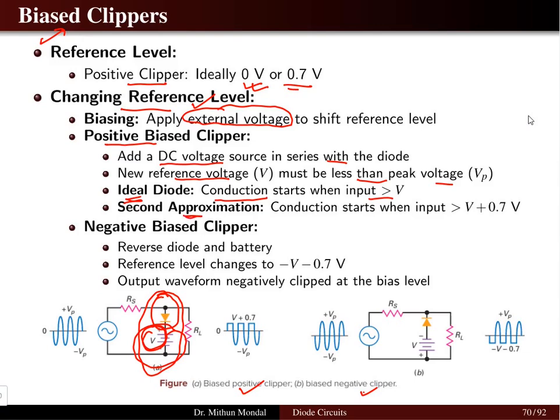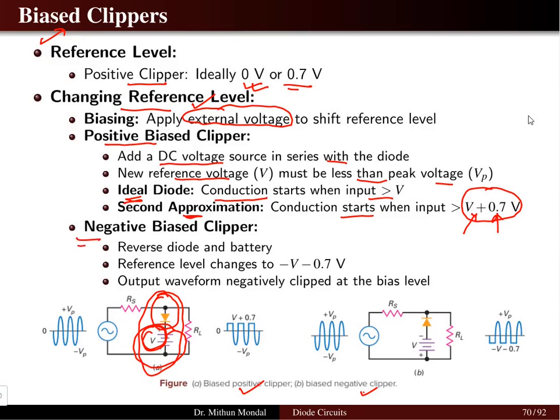But this is for the ideal condition. When we talk about the second approximation, we have to add 0.7 volt because this is the threshold voltage. So the diode will conduct only when the input is greater than the supply voltage, that is the DC offset voltage plus the threshold voltage, 0.7 volt.